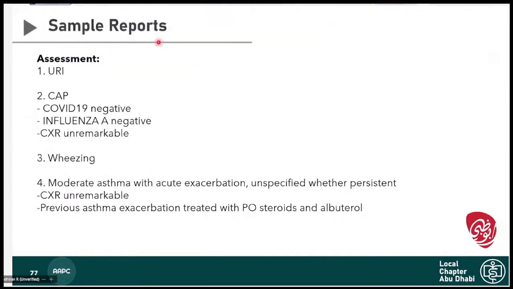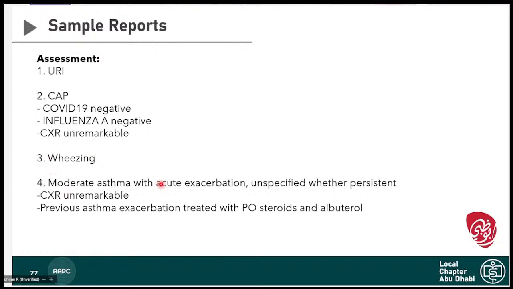So here the provider documented in the assessment that the patient has URI. URI is nothing but upper respiratory infection. CAP is nothing but community acquired pneumonia. Due to that community acquired pneumonia, the provider reviewed for COVID-19, which is negative. Influenza A is also negative. Chest X-ray is also unremarkable. Next, the patient has wheezing.